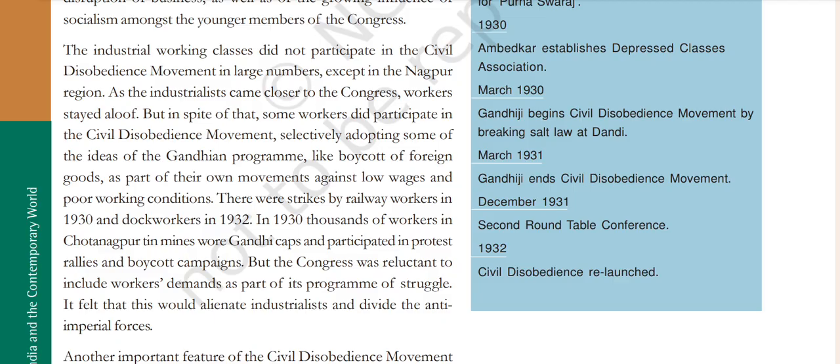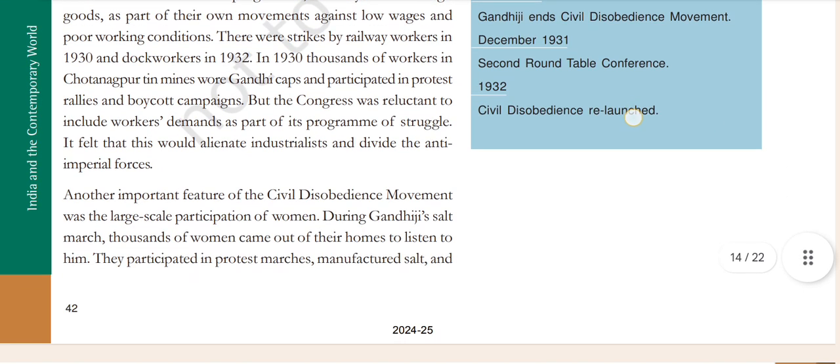In 1930, thousands of workers in Chota Nagpur tin mines wore Gandhi caps and participated in protest rallies and boycott campaigns, but the Congress was reluctant to include workers' demands as part of its program of struggle. It felt that this would alienate industrialists and divide the anti-imperial forces.